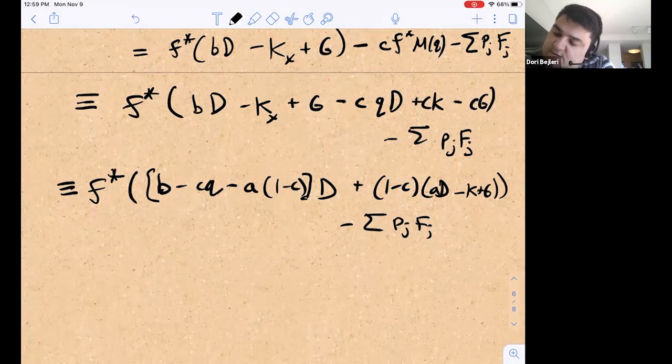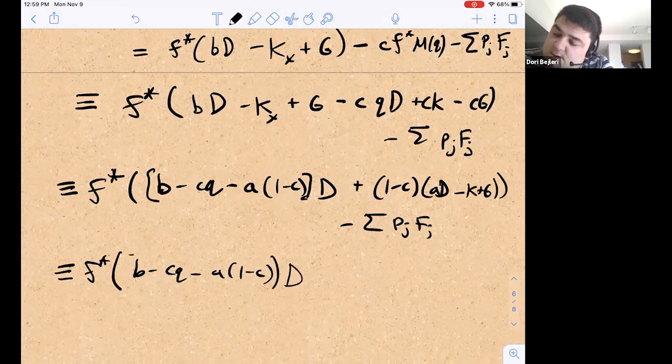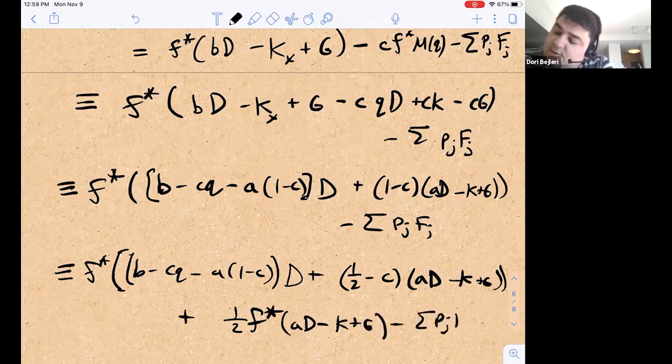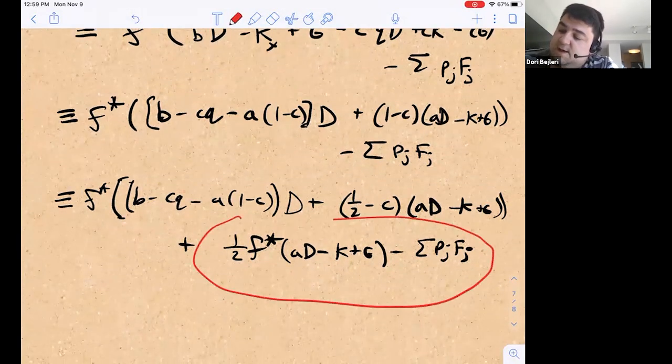So then here we get, let's just split it up as f upper star of this large expression, B minus CQ minus A times 1 minus C D, plus 1/2 minus C times AD minus K plus G, and then plus, let's pull out the rest of it, 1/2 f upper star of AD minus K plus G minus our perturbation. Okay, great. So now we're in business. So this term is ample.